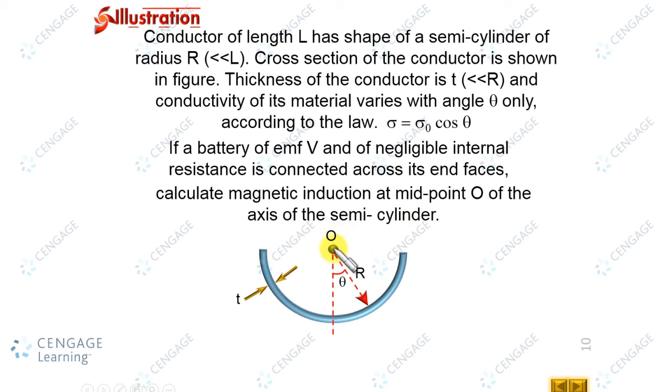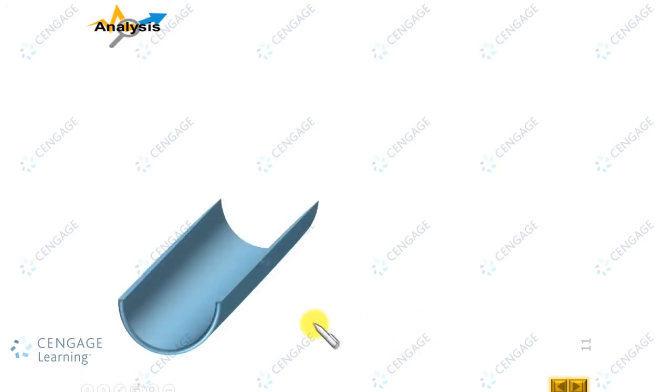Now we need to calculate the magnetic field or magnetic induction at a certain axial point on the semi-cylinder, right? So let us make the diagram of this cross section in complete form. This is the diagram, right? You can observe here we have connected a battery across this wire. So let us consider current is entering through this section and coming out from this section.